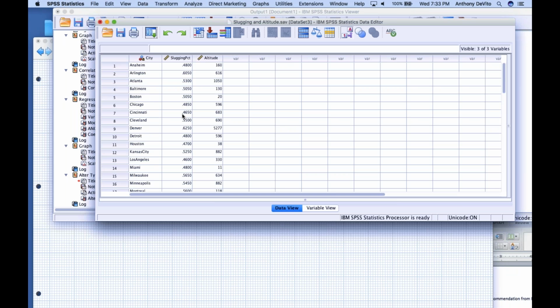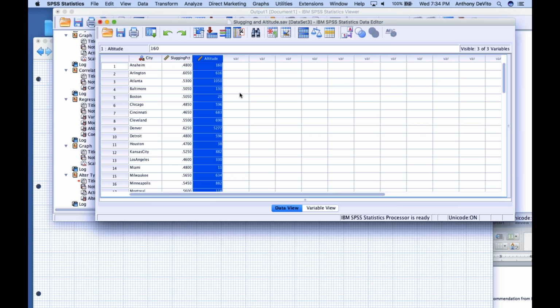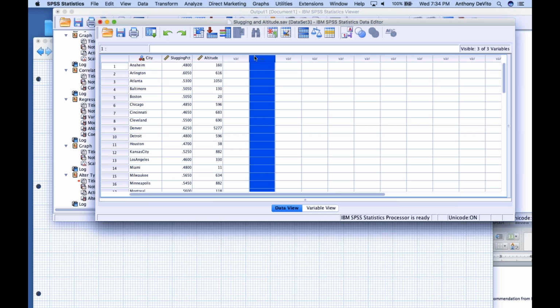I think it has something to do with how many doubles and triples and home runs you hit, and how many RBIs, and so on and so forth. It's not just batting average. And this is a look at the average slugging percentage for each different team and the altitude of the stadium that team plays at.